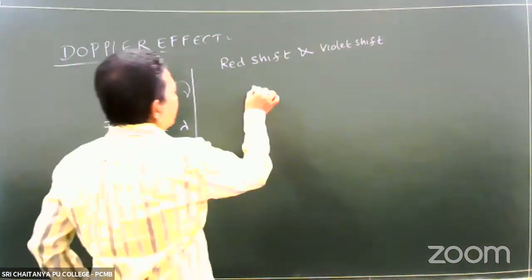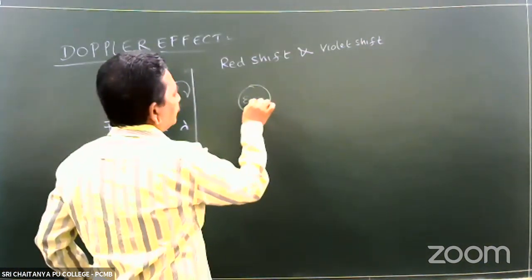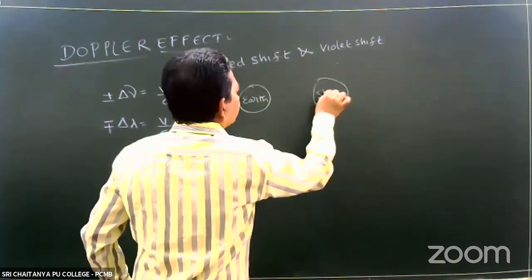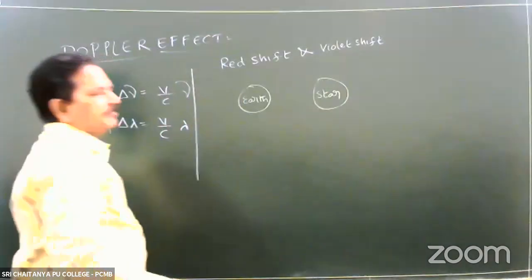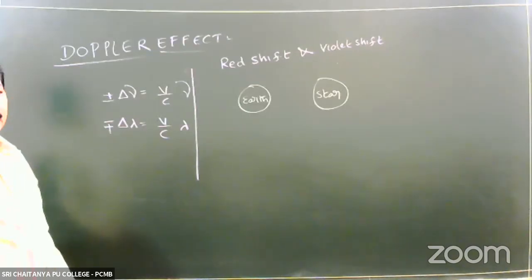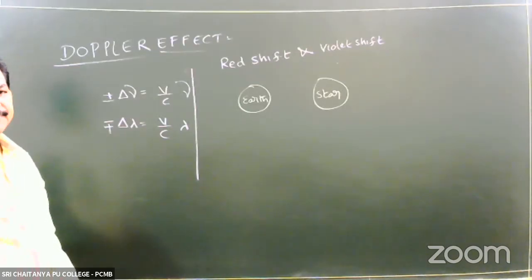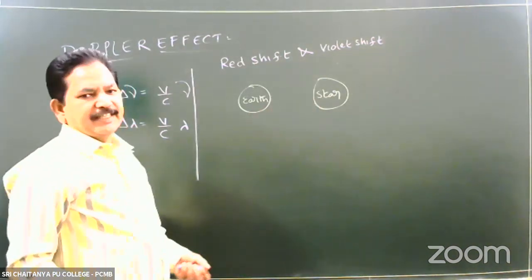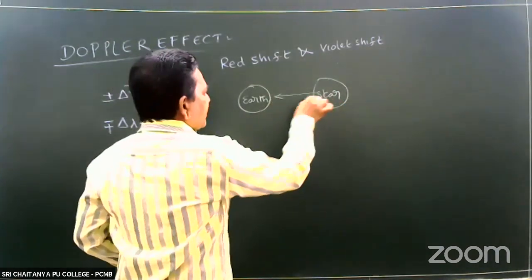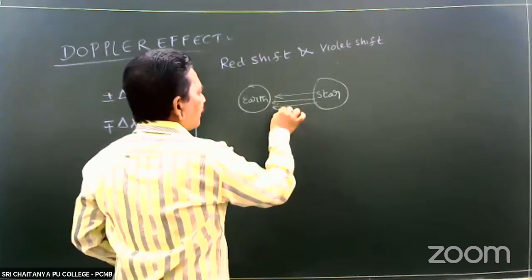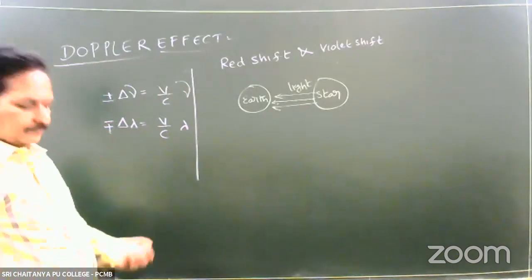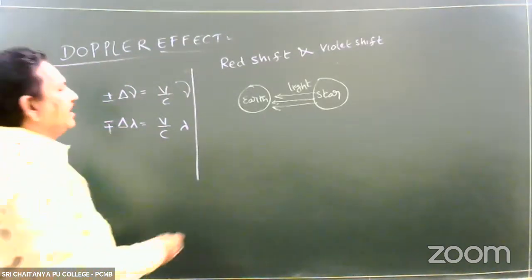Let us consider this is the Earth, and this is the star which is emitting the light. A celestial body emits light. Both are stationary, at rest. It will emit the light, which reaches the surface of the Earth. Case 1.